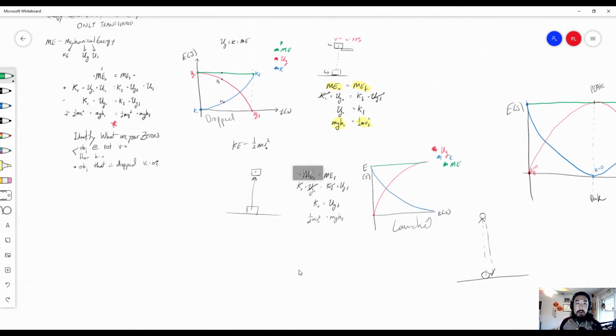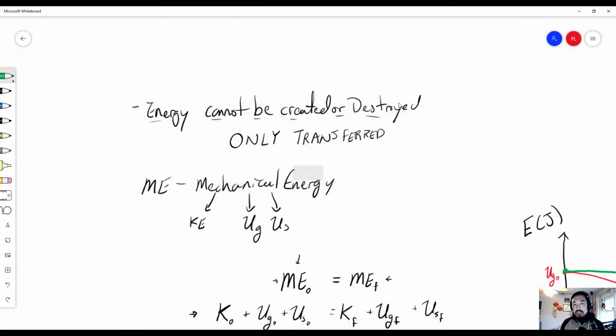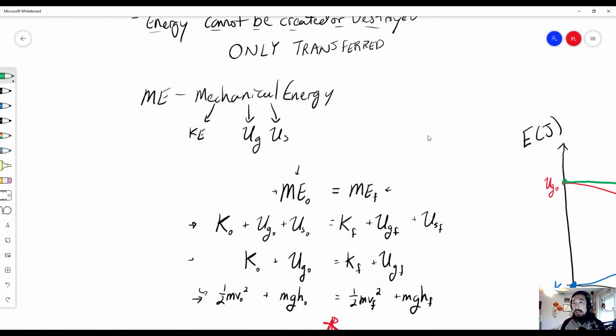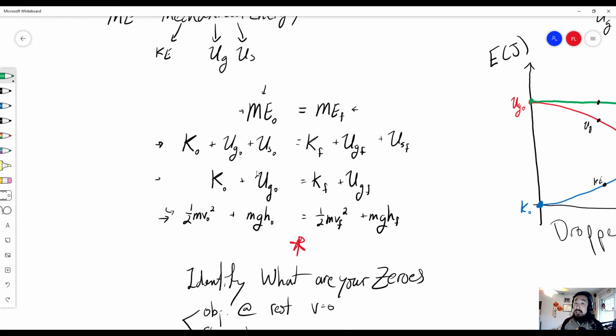All right, so let's do a quick recap. The biggest idea, the most important idea is right here. Energy cannot be created or destroyed, only transferred. And the way that we represent that is through the mechanical energies. So we create a formula: the mechanical energy initial is equal to the mechanical energy final. And we list all the types of mechanical energy that can exist. Now this equation can change in the future, when we add in work.